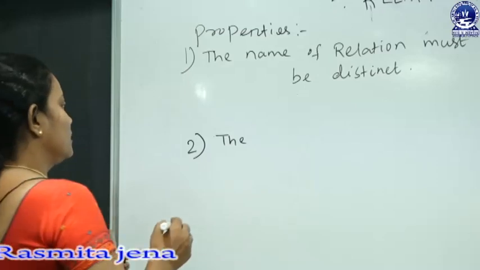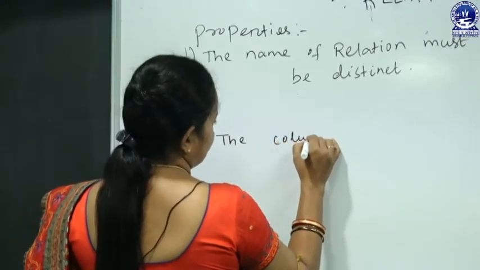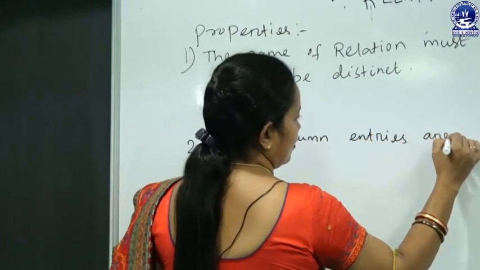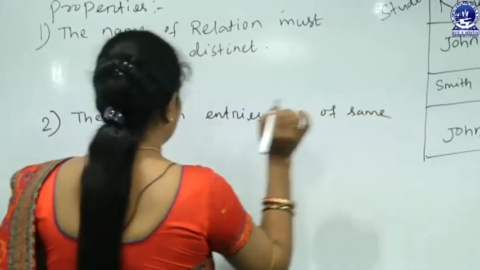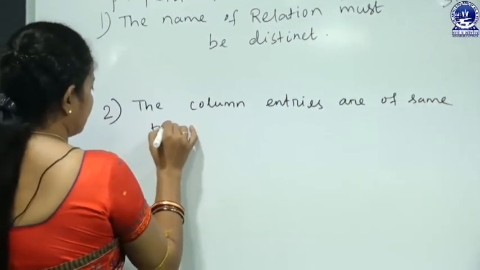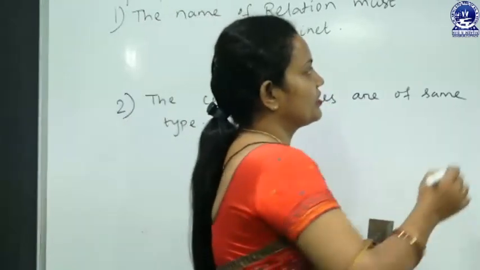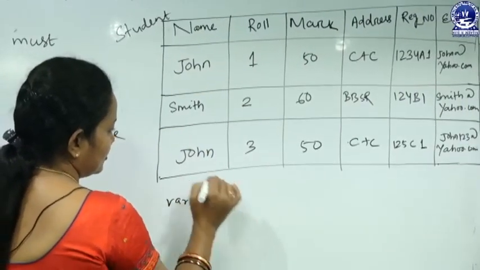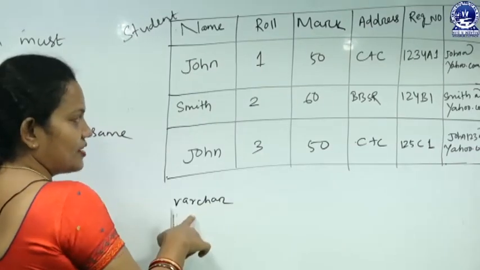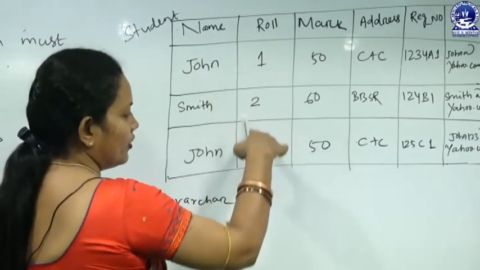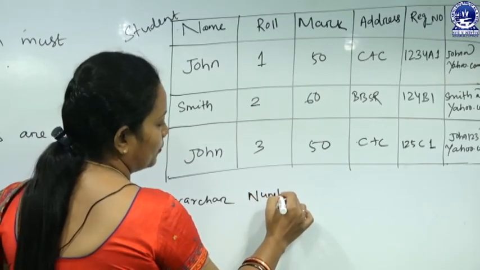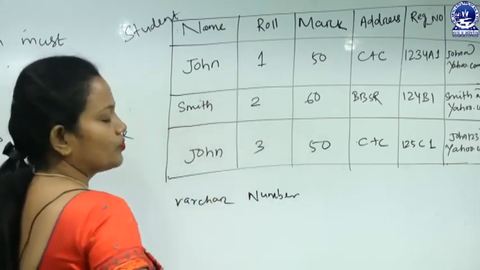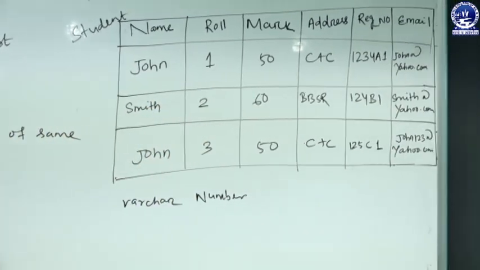Next property is the column entries are of same type. It means, see here, in the name column, all the names are of Varchar type. That means John, Smith, John are of same type, that is Varchar. In roll column, all the values are of same type, that is number. So, the second property is that all the column entries are of same type.